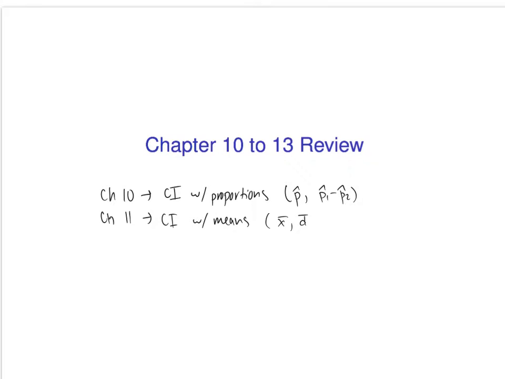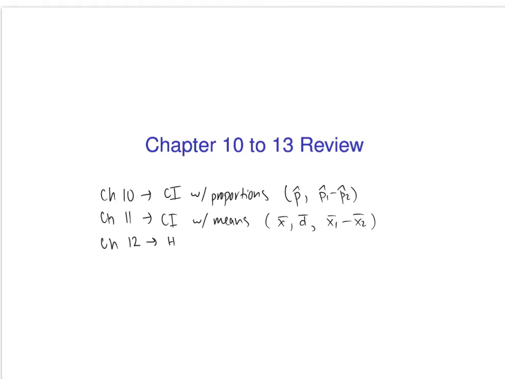D bar. X1 minus X2. So why wouldn't mu be one? Oh, mu would be, like, mu is the exact value for X bar, right? Yeah. So that means one mean, paired means, or two means.